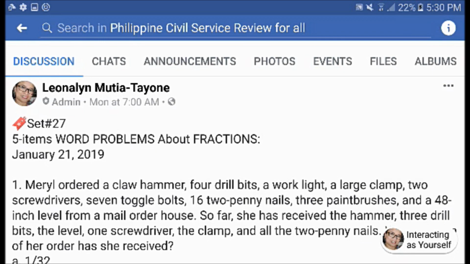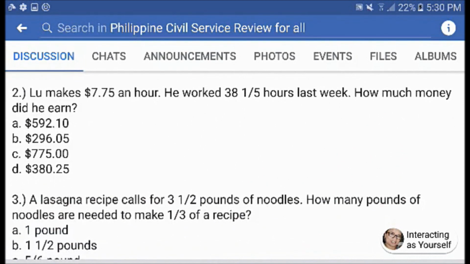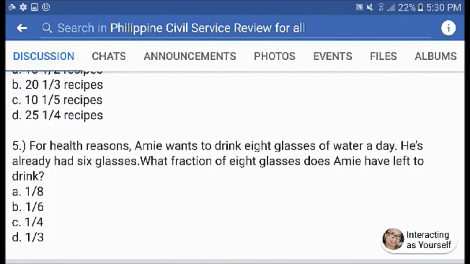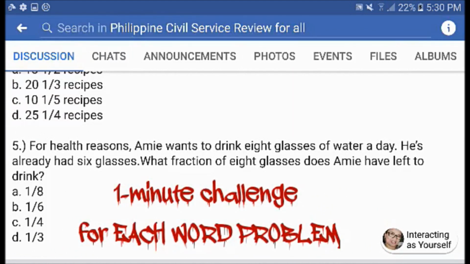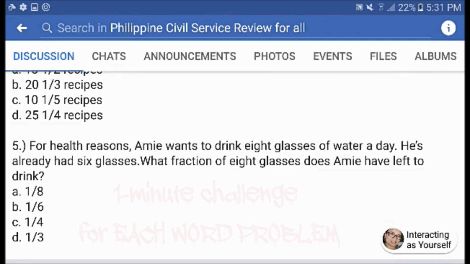Now, let's do set number 27. 5 items, word problems about fractions. For each problem, I'm going to give you 1 minute to solve them before I show you the detailed solutions.